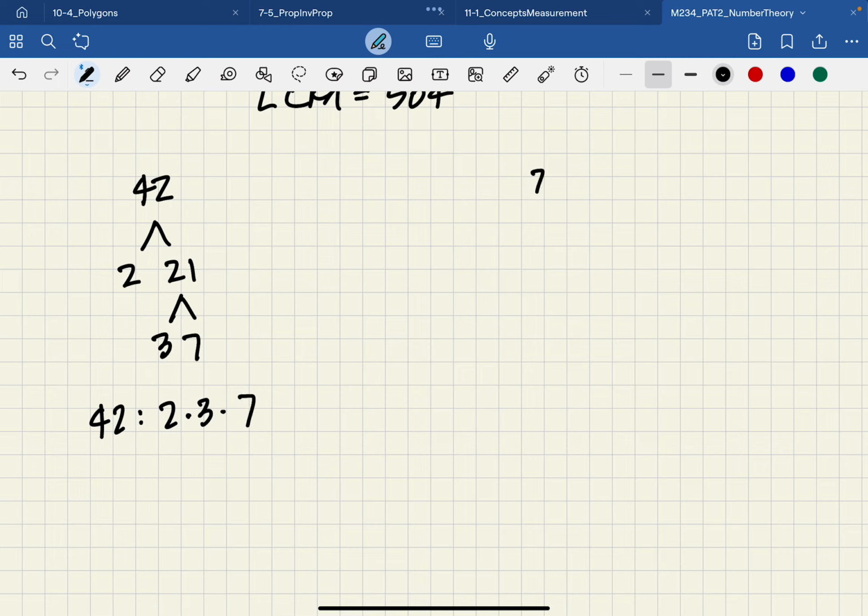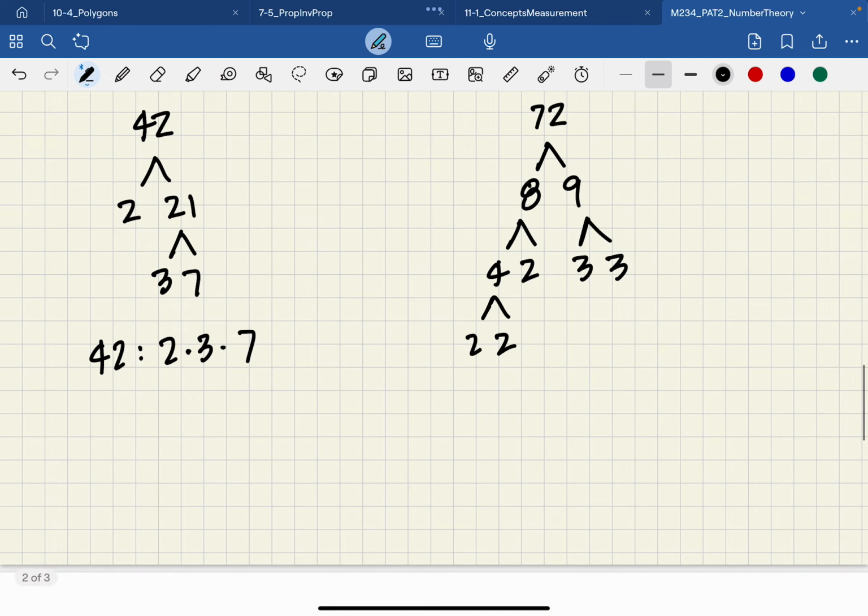Let's do the same thing for 72. 72, 8 times 9, 4 times 2, 3 times 3, 2 times 2. So again, once we get to the end of the branches, we can see that the prime factorization here is going to be 2 to the 3rd times 3 squared, or 2 times 2 times 2 times 3 times 3. And maybe it's easier to see it that way, 2 times 2 times 2 times 3 times 3.